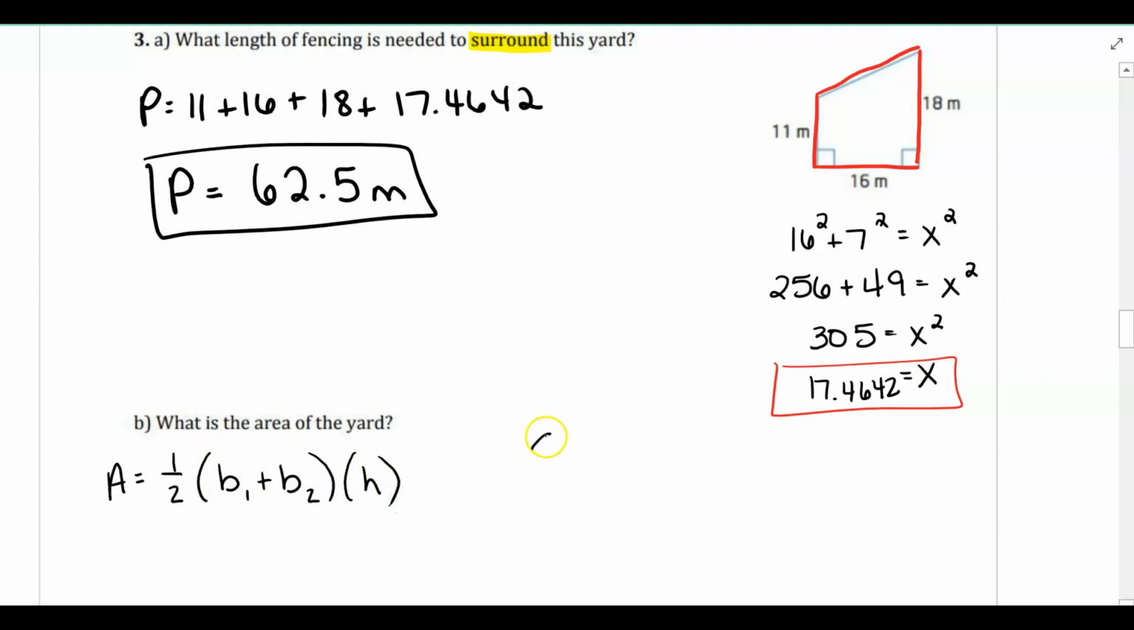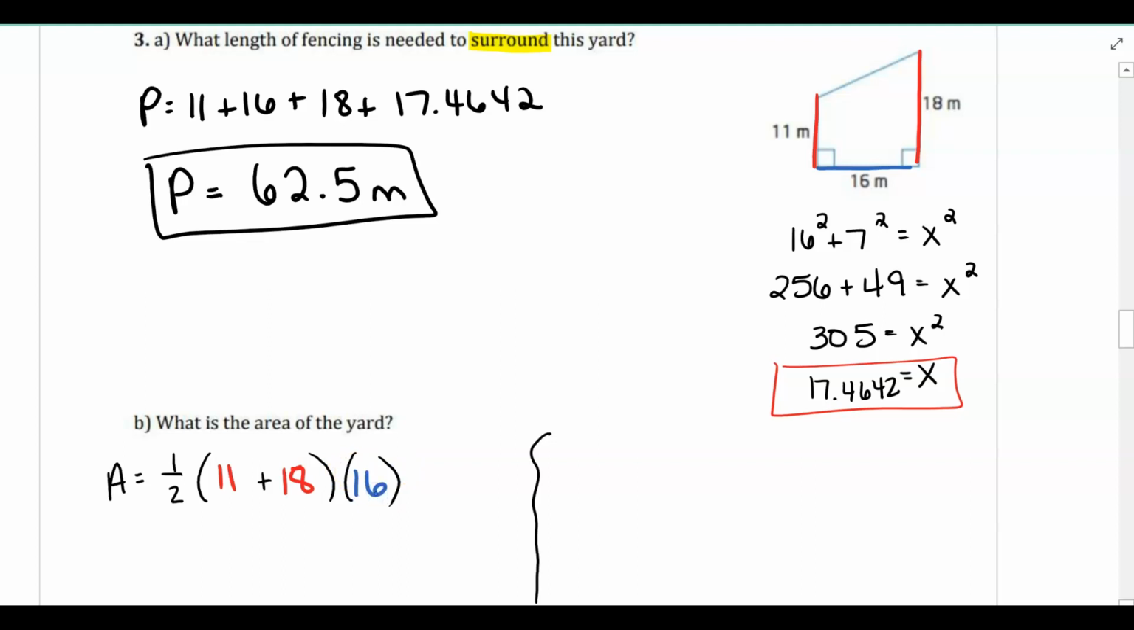So I'm going to actually do this 2 different ways. I'm going to do it as a trapezoid because I realize it's a trapezoid. I'm also going to do it splitting the pieces up so that you can see it that way as well. In the end, we should get the same result, right? So if I go and plug in what I know, my 2 bases, we just said, are 11 and 18. My height is 16.